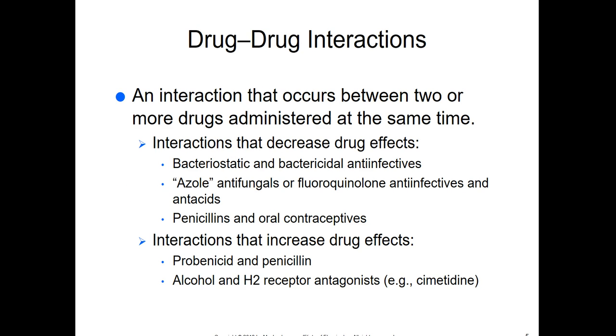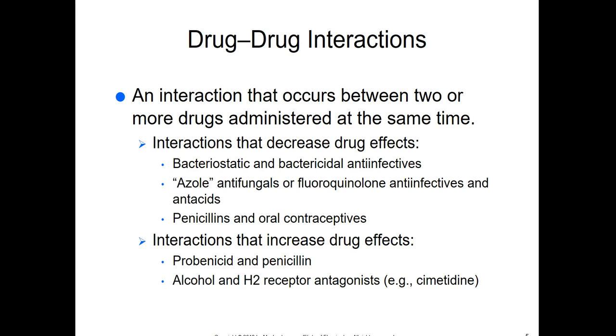So, drug-drug interactions occur when two or more drugs are administered at the same time. Bacteriostatic and bactericidal anti-infectives, azole antifungals or fluoroquinolones, penicillins and oral contraceptives: all of these anti-infective type drugs will cause a decrease in effectiveness of an oral contraceptive. They metabolize the estrogen quicker. They cause an induction, which metabolizes the estrogen. Now, if estrogen levels are decreased without alternative forms of birth control, nine months later, surprise!